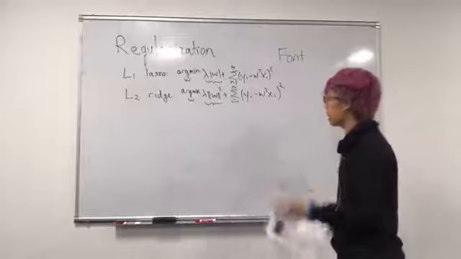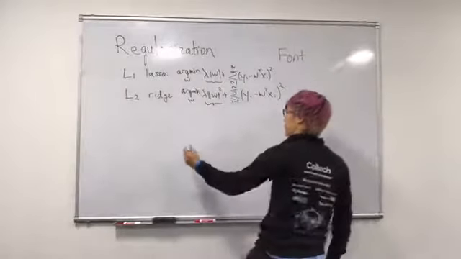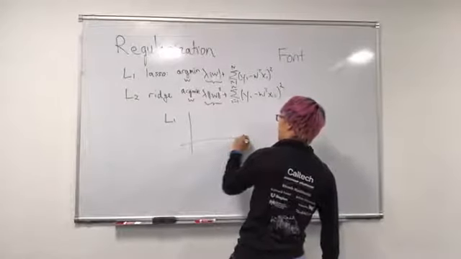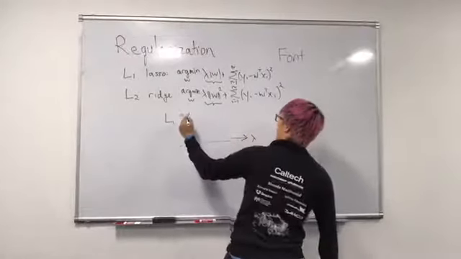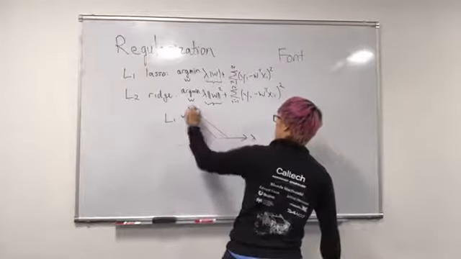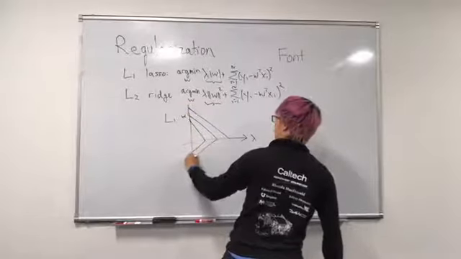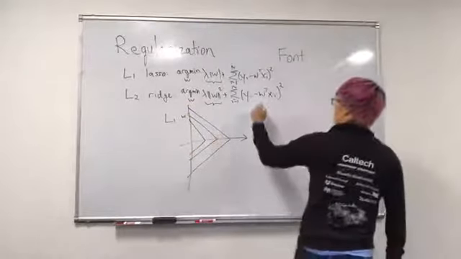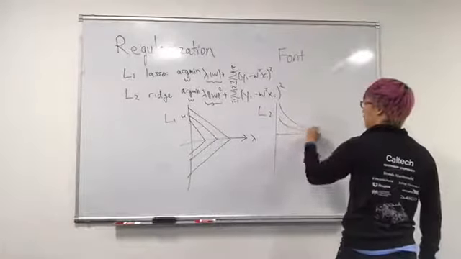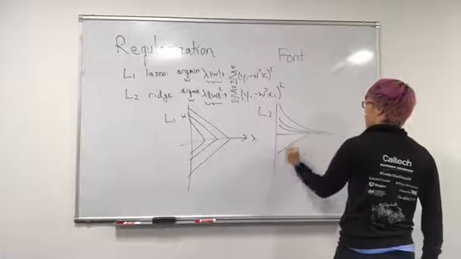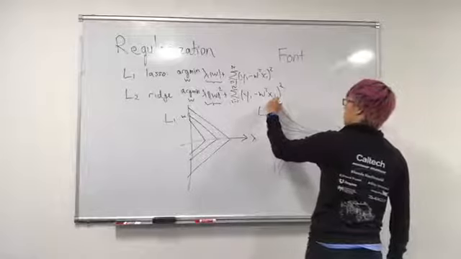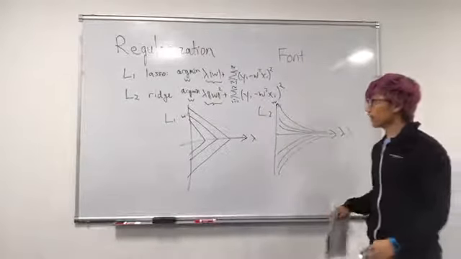And so we saw that with L1, as we increased lambda, our weights generally go down to 0 in kind of this manner. But for L2, they don't seem to do that. They kind of asymptote to 0. Okay, and so I just want to provide some intuition of why that is.